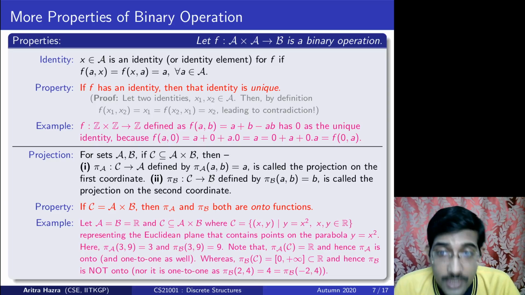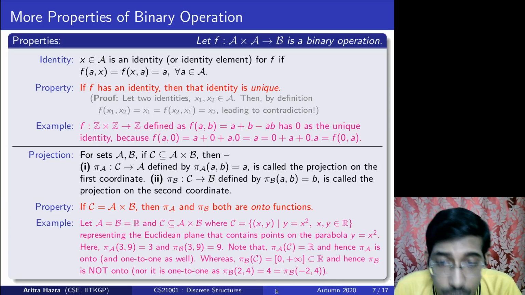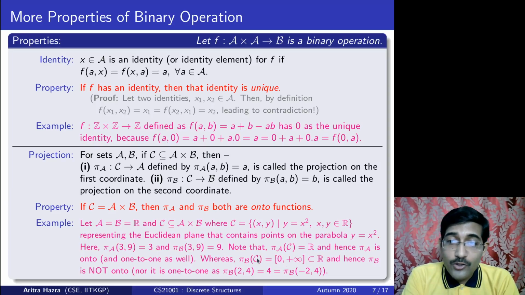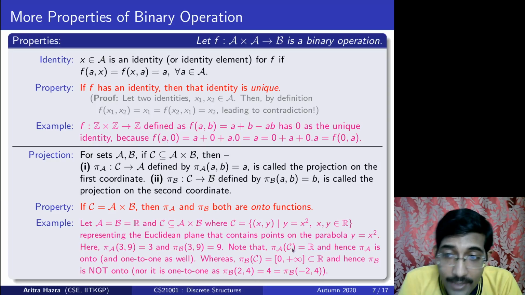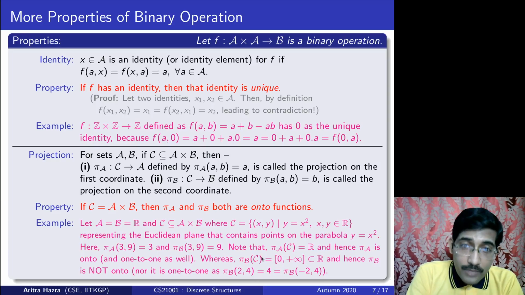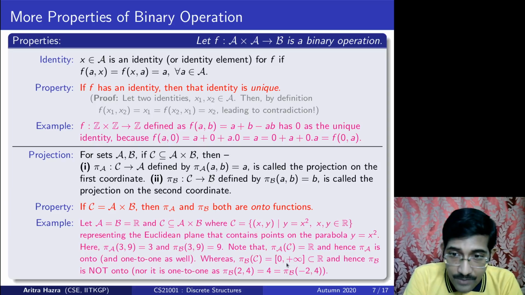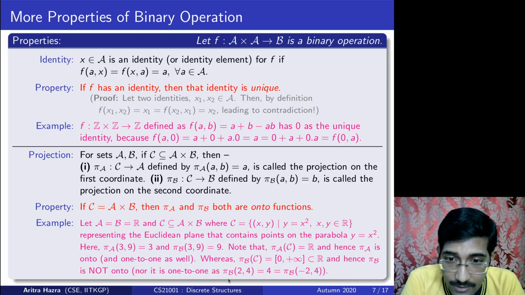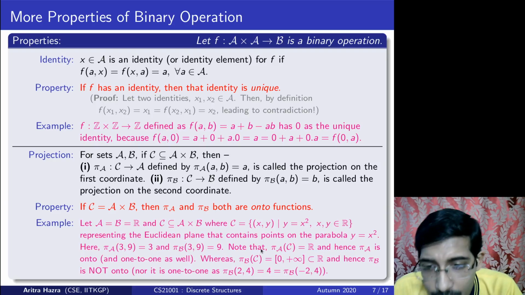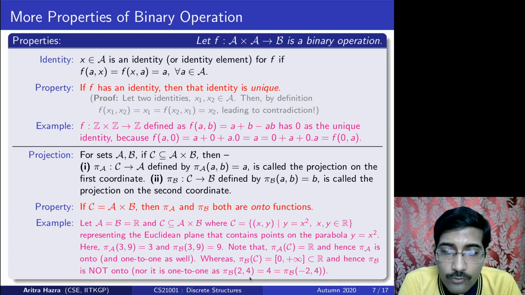So the second coordinate projection π_BC is only a positive number, which is a subset of the reals. And therefore this is not onto, because not every point that I get in x² has a corresponding element of the codomain. Only the positive side is there. It is not one-to-one as well, because the point (2, 4) is projected to 4, whereas the point (-2, 4) is also projected to 4.